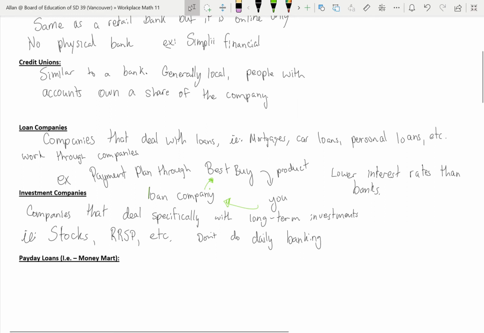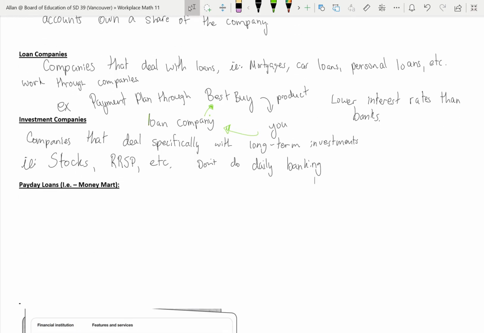The last one, because it's prevalent in communities, I have to mention it. There are ones called payday loans. So these are things like Mart, and they offer services like same-day loans. They do small loans, and they also do something called cash advance.